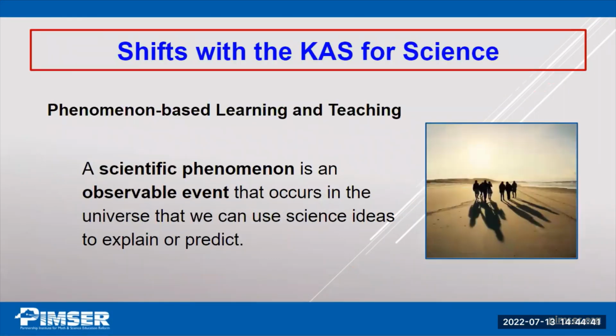The Kentucky Academic Standards for Science call for phenomenon-based or problem-based teaching and learning, where students are actively figuring out about phenomena or trying to solve a problem. By scientific phenomenon, we mean an observable event that occurs in the universe that we can use science ideas to explain or predict. For example, students might be working to figure out why a mudslide occurred in a specific part of a hillside, or why we see different constellations at different times of the year at our latitude, or why a particular tree has quit reproducing in one area.